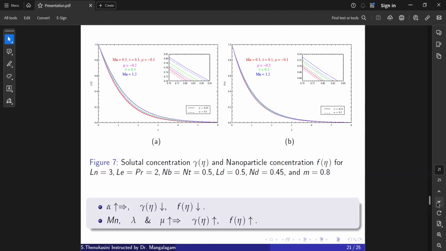In the same way, we check solutal concentration and nanoparticle concentration. Here we observe the results have similar behavior to the previous temperature profile, but values are different.